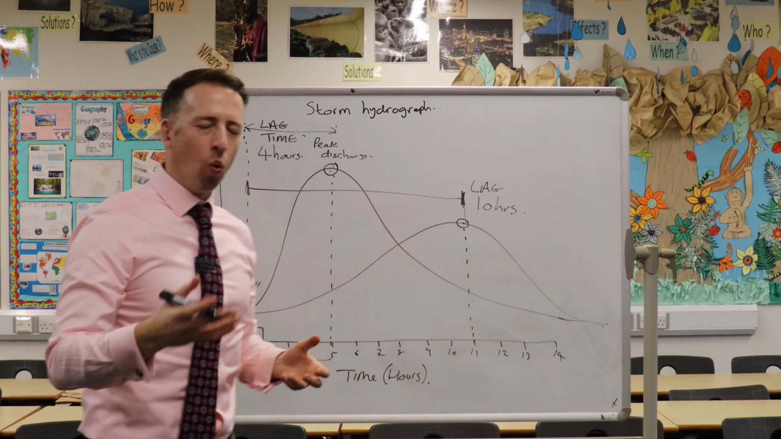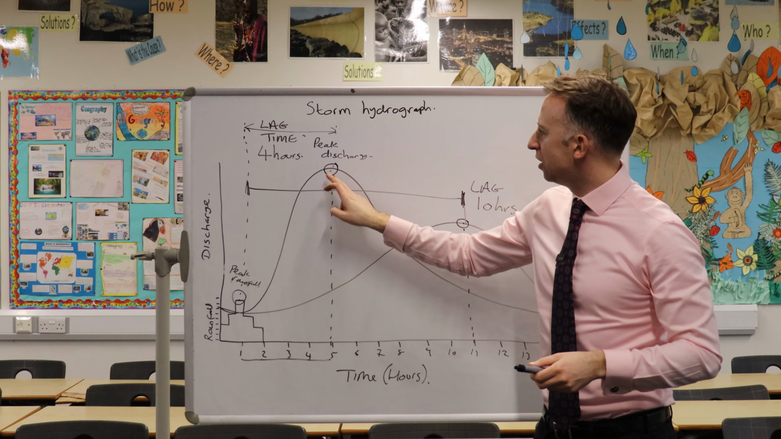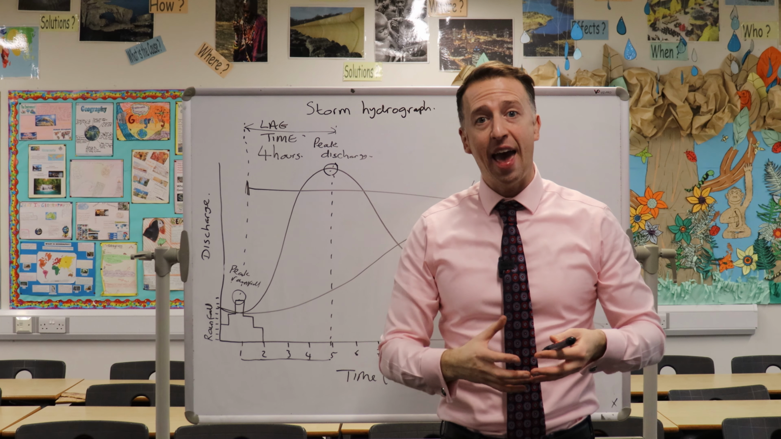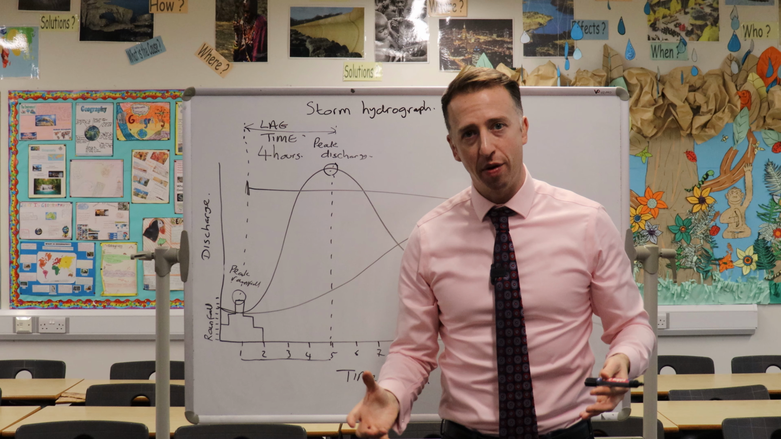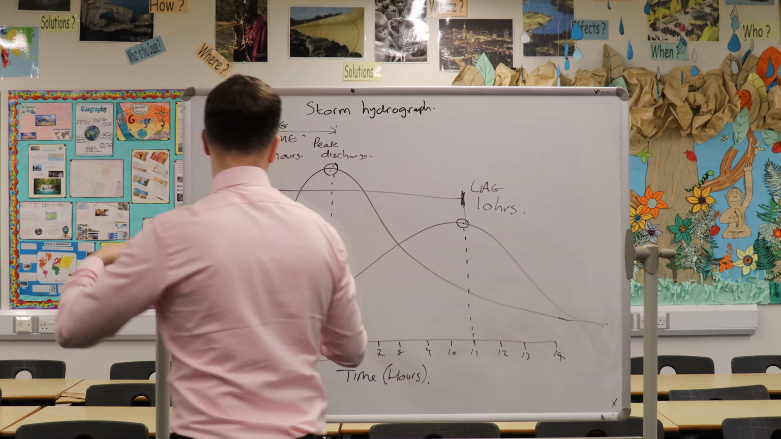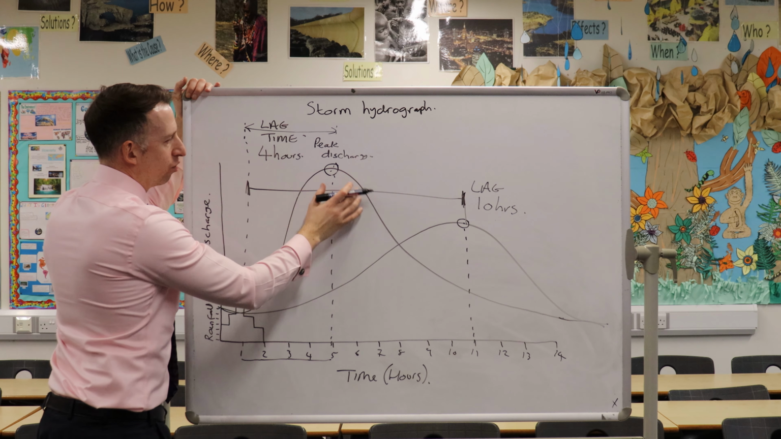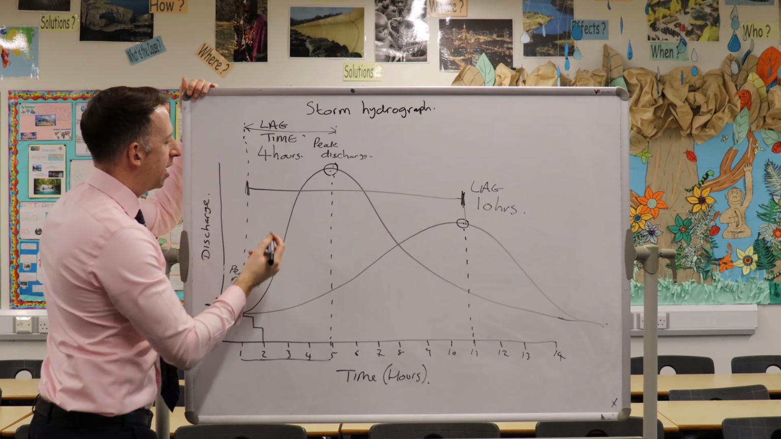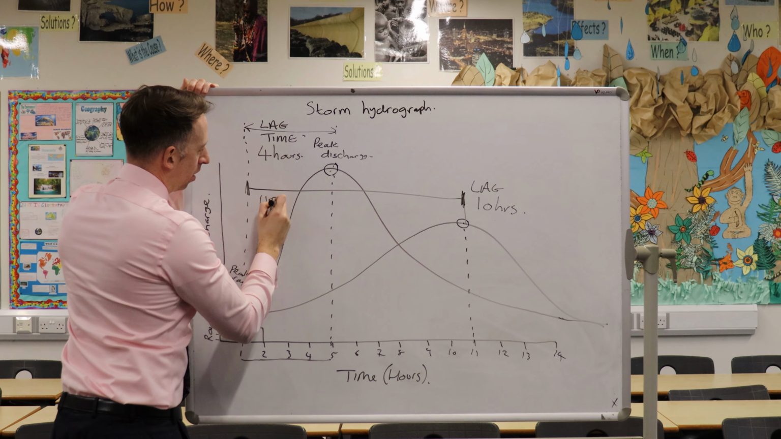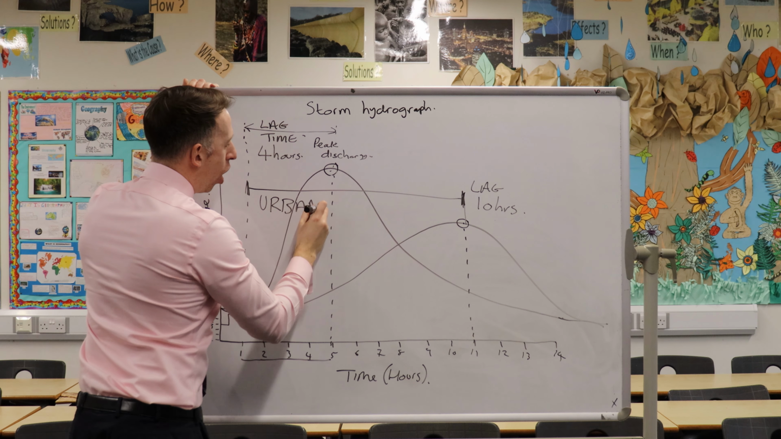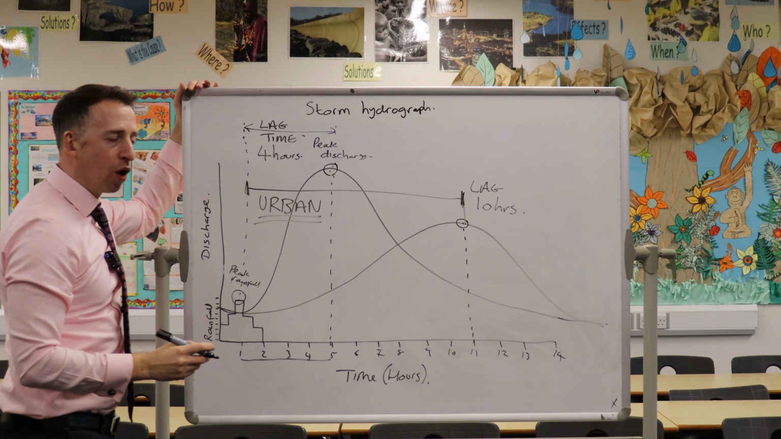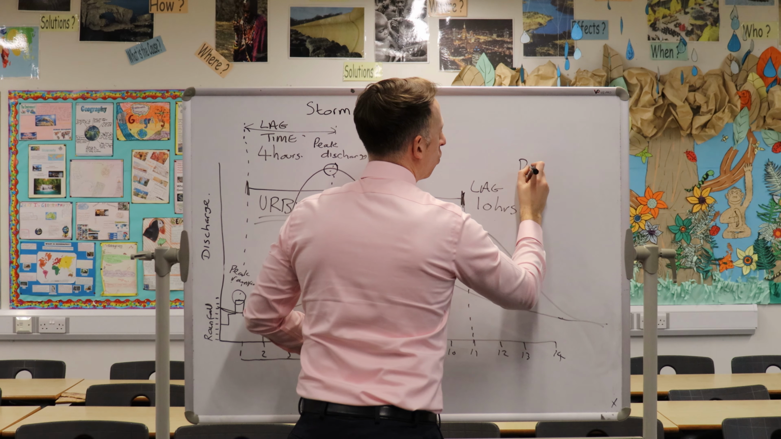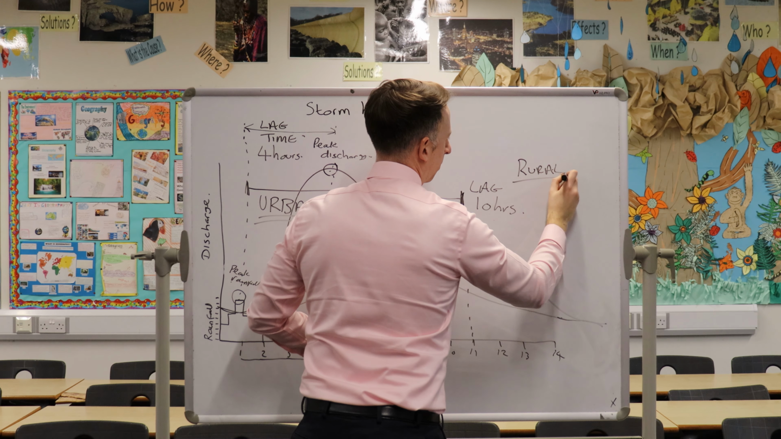So why is that? Why is there a difference between these two discharge lines? Well, the answer may lie within the area, the drainage basin it's flowing through. For example, if the discharge line is rising really quickly here, this might suggest that this river is flowing through an urban landscape, where this particular river is flowing through more of a rural landscape.